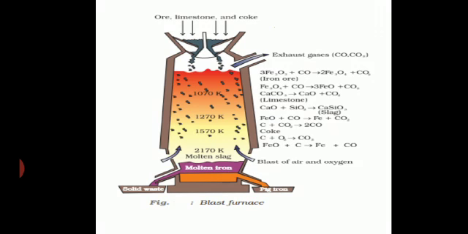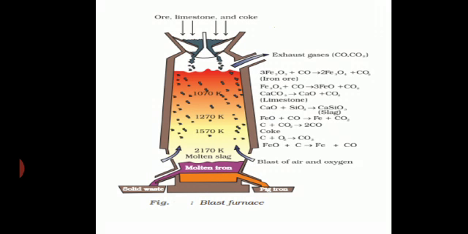Now the next is the slag formation zone. It is the central zone, where the temperature is 1270 Kelvin, and where the slag is formed. Calcium carbonate, the limestone which I am adding, that is your flux, is broken down to form calcium oxide and carbon dioxide.